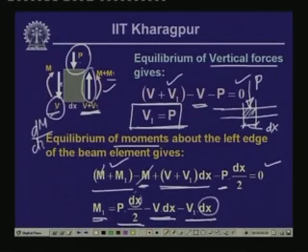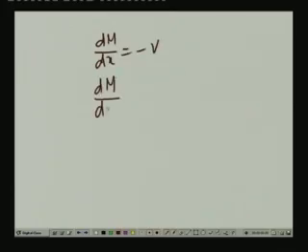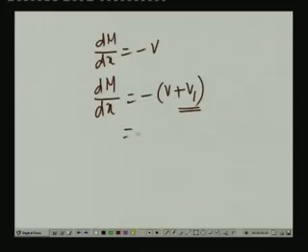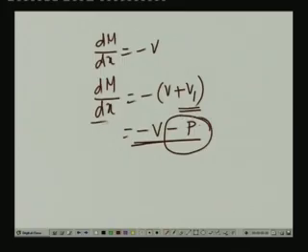But from the previous expression we have seen that dM/dx, the rate of change of the moment, is equal to the negative of the shear force. So, on this side we have V and on this side we have V plus V1. On the left side the value of dM/dx is equal to minus V, and the value of dM/dx on the right hand side is minus (V plus V1). Now, as we have seen V1 is equal to P, so this is equal to minus V minus P. So, you see there is a drastic change in the rate of change of the moment from the left side of the concentrated load to the right side.